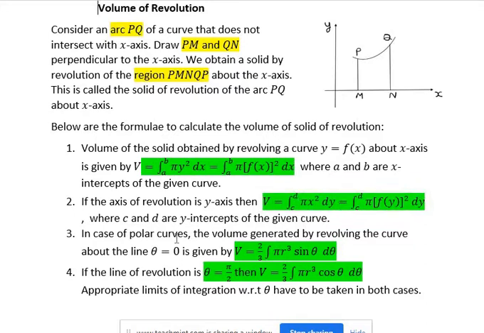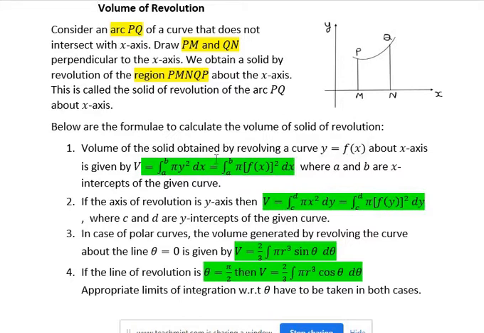In case of polar curves, that is the third one, the volume generated by revolving the curve about the initial line theta equals 0 is given by V equals 2 by 3 integral pi r cubed sin theta d theta. Suppose it revolves about theta equals pi by 2, then V equals 2 by 3 integral pi r cubed cos theta d theta. These two formulae are used to find the volume of revolution of the solid for polar curves, and 1 and 2 for Cartesian curves.